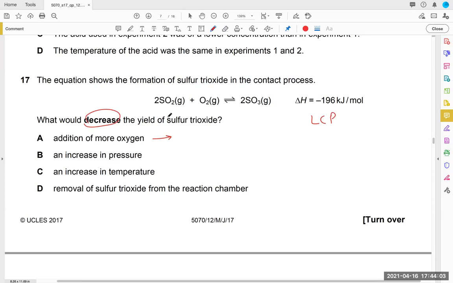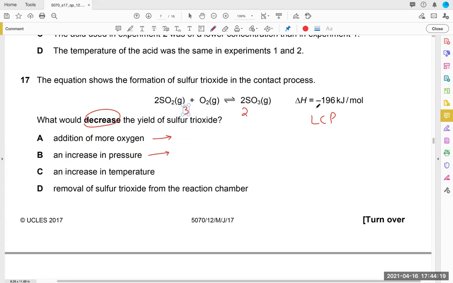An increase in pressure. On the left side, you have 3 moles of gas. On the right side, you have 2 moles of gas, which means that the more pressure you have, the faster it drives it towards the right. So this is again driving it forward, decrease in yield नहीं हो सकता.